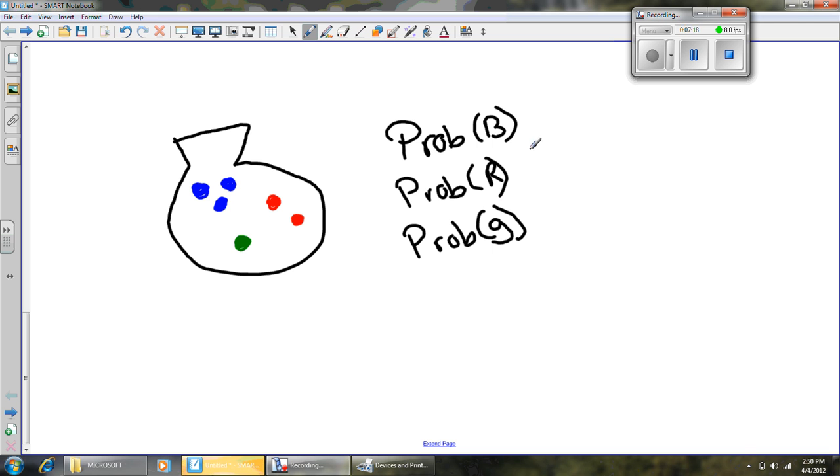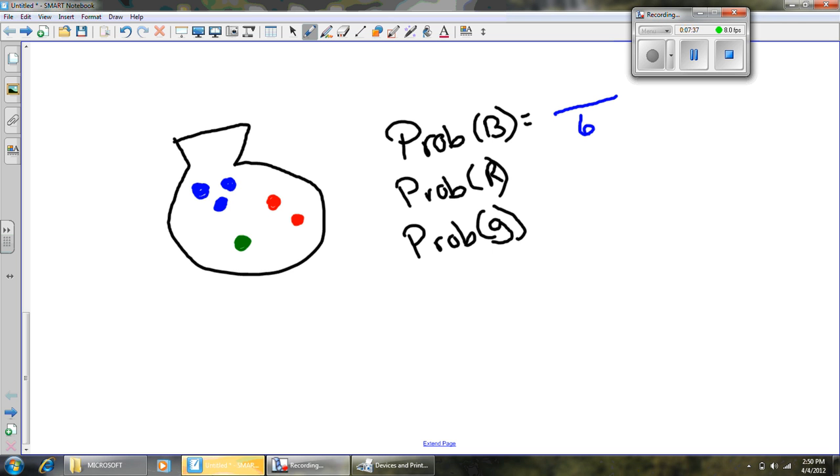All right. So first of all, remember, probability is success over total outcomes. So how many total outcomes are there? Well, it looks like there's 3 different blues you could pick, 2 different reds, and 1 green. So it looks like there's 6 total outcomes.